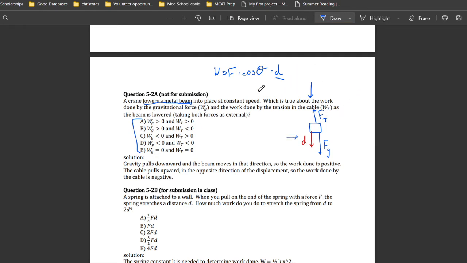And we know that when the force is in the same direction as the displacement, cos theta equals 1. So for F sub G, it is in the same direction as the displacement, so the angle between these two vectors is 0, so cos of 0 equals 1. But what about the tension? Well, that's in the exact opposite direction, so that is at a 180 degree angle.